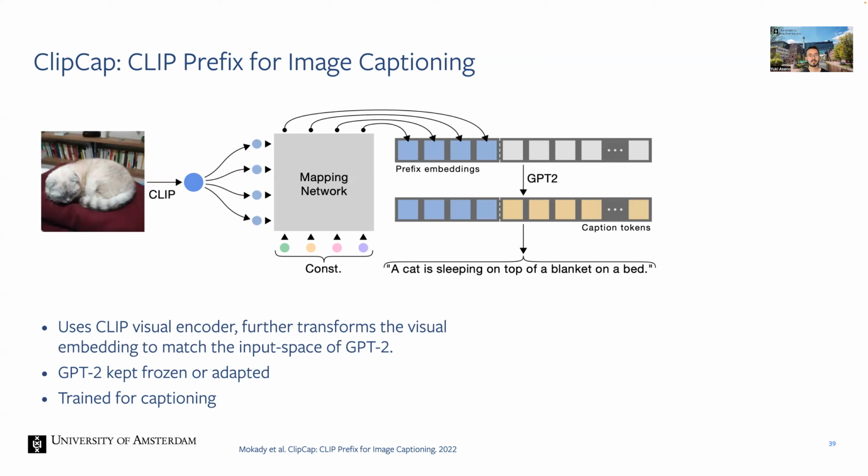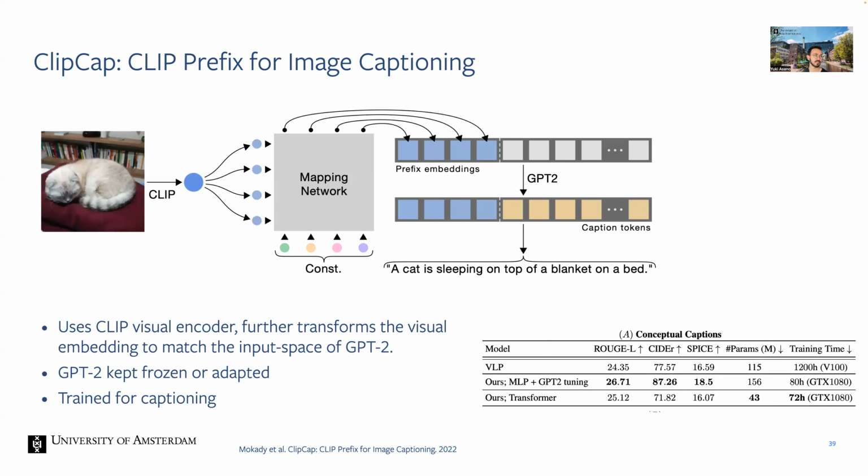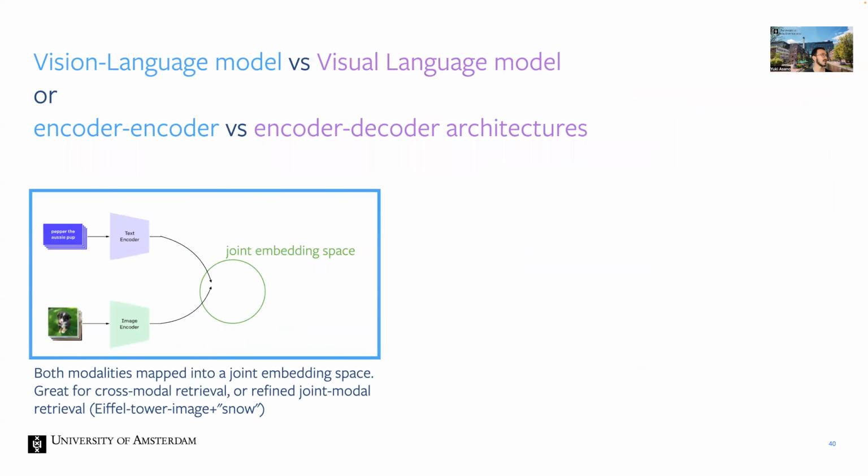So GPT-2 can be kept frozen or can be adapted, and it's trained for captioning. One thing here is that if you use a transformer, so if this mapping network is more complex, you can keep GPT-2 frozen and it works decently. And sort of here, I want to introduce the concept of a visual language model. And yeah, this was trained for just 80 hours on a single GPU, which is nice.